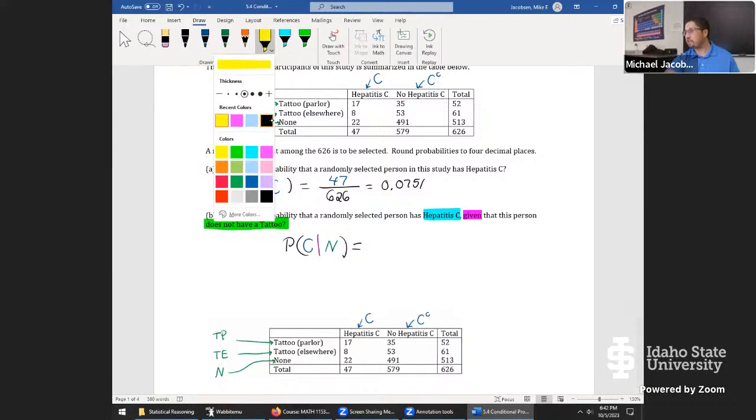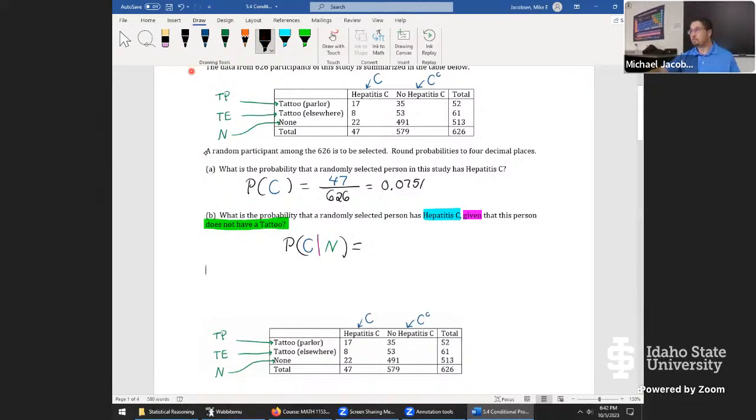I want a specific kind of marker this time, or highlighter. We're going to use the FBI redacted pen. So when it says, given that this person does not have a tattoo, this is essentially what we've done to our data table. None of that information matters any longer. All we care about is person didn't have a tattoo and nothing else.